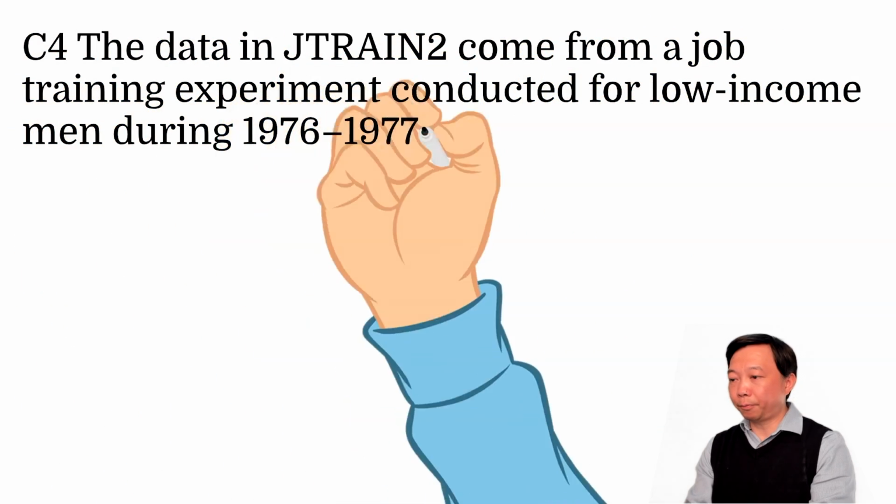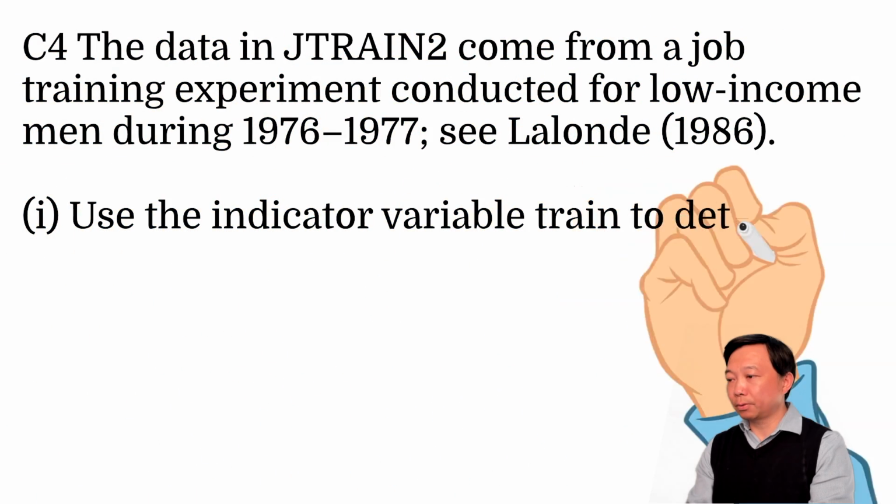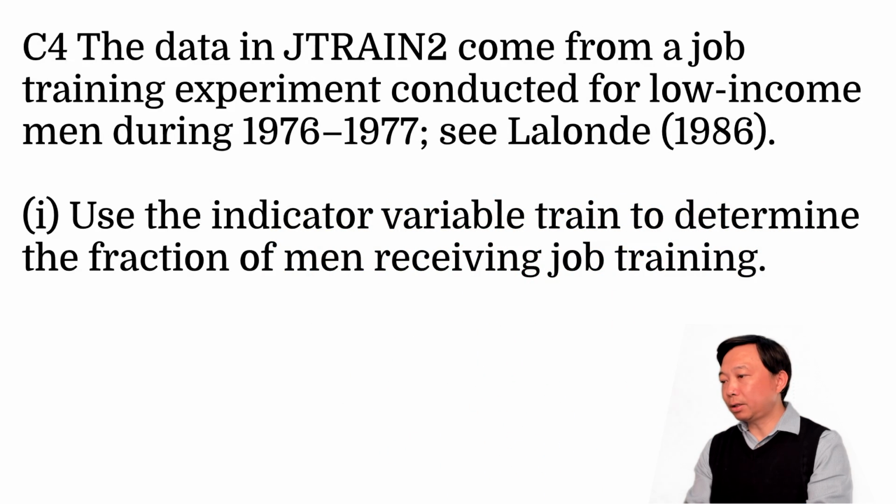Let's complete the fourth computer exercise. The data in JTRAIN2 come from a job training experiment conducted for low-income men during 1976 to 1977. The first question asks us to use the indicator variable train to determine the fraction of men receiving job training.